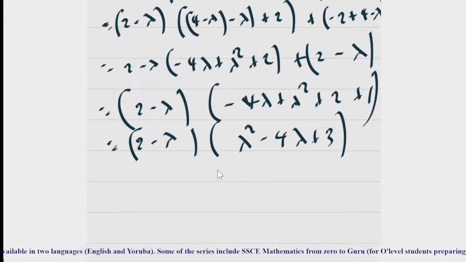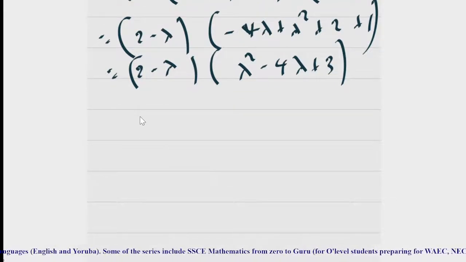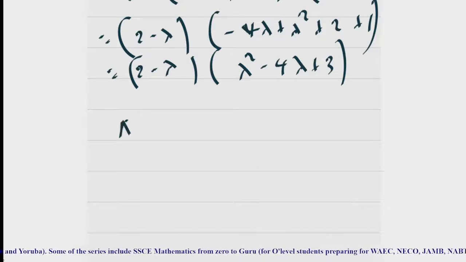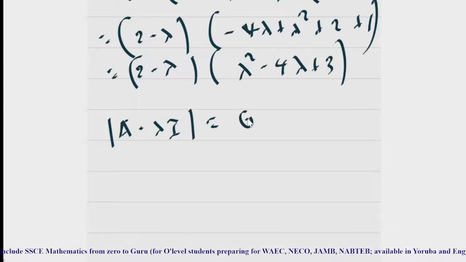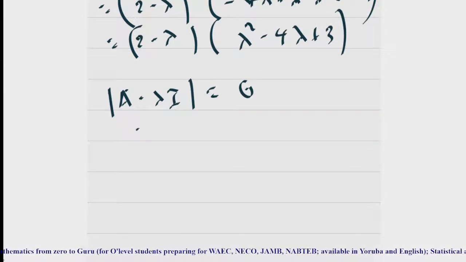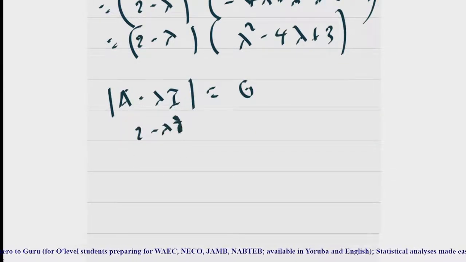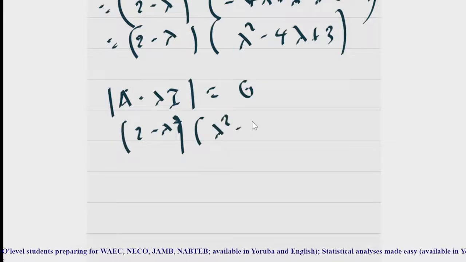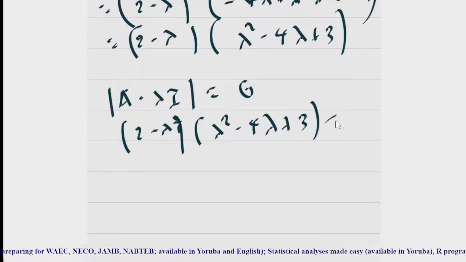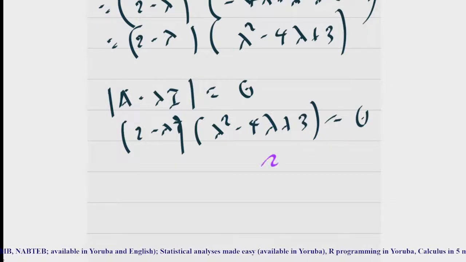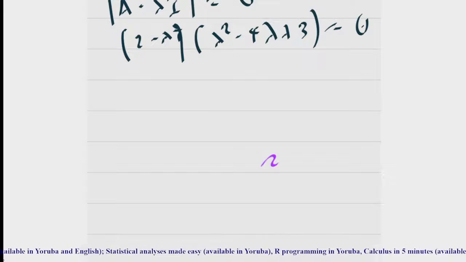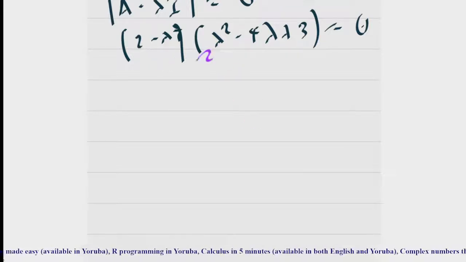From here, I can obtain my characteristics roots. Characteristics equation. Don't forget, characteristics equation is what? Characteristics polynomial equals 0. So if you equate this to 0, then I'm going to have 2 minus lambda times lambda squared minus 4 lambda plus 3 is equal to 0. So from there we can obtain our characteristics roots, that is the values of lambda that satisfy this equation. So then that's going to give me what?